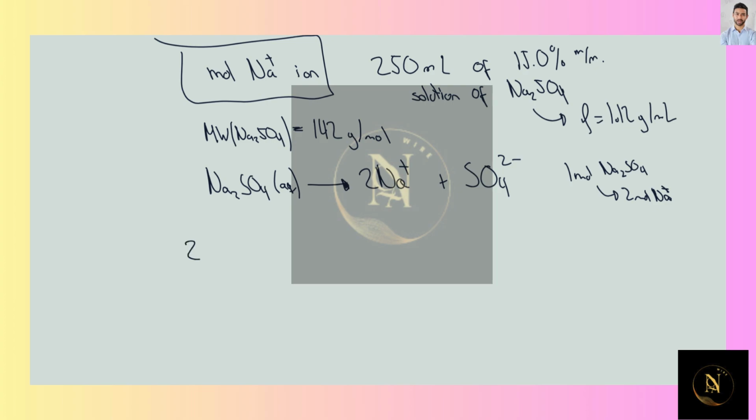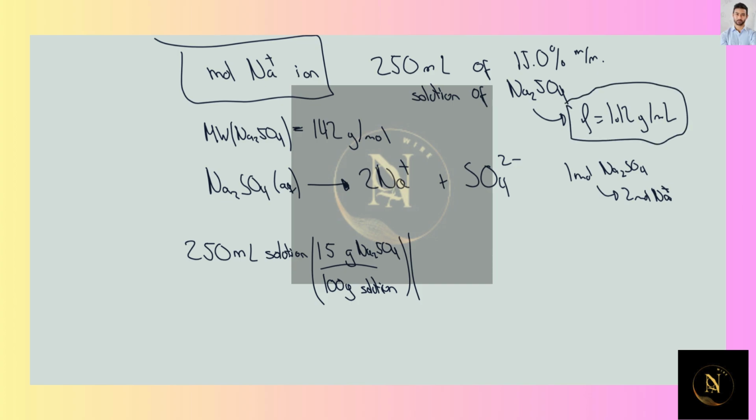So let's begin by introducing the value that is given to us, the 250 milliliters of solution. We're going to have the percent by mass concentration, which gives us 15 grams of sodium sulfate per each 100 grams of solution. As you can see, grams of solution is not going to cancel out with the milliliters, so we need to pass through the density, which tells us that 1.12 grams of solution would correspond to 1 milliliter of solution.